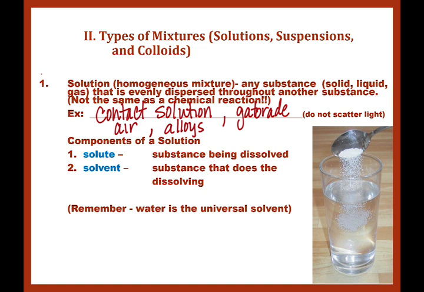The components of a solution, this is important, are the solute and the solvent. The solute is the substance being dissolved. The solvent is the substance that is doing the dissolving. Generally, your solute will be in a smaller amount, and your solvent is going to be in a larger amount. And remember, from the water notes, we call water the universal solvent. It is really hard to keep water clean because it is such a good solvent.